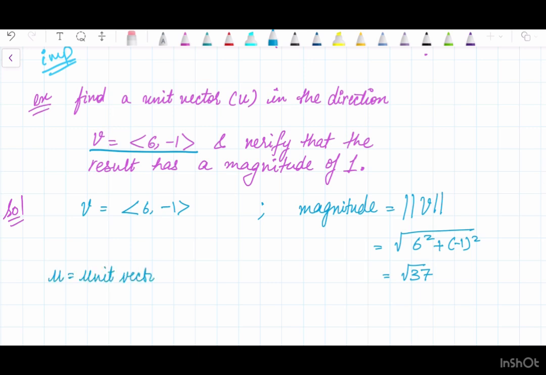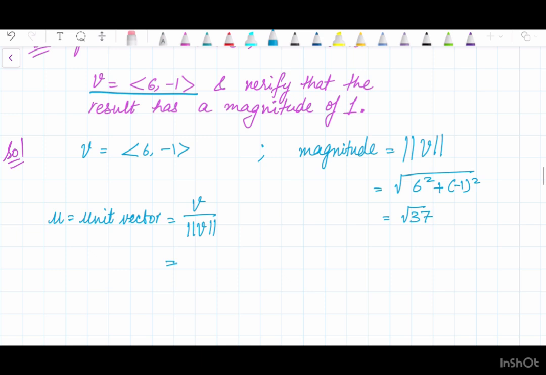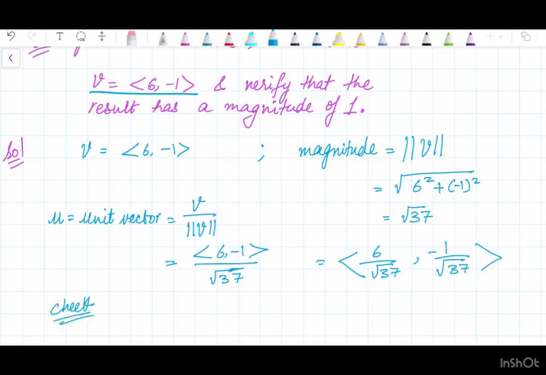So vector u is equal to the unit vector, which is vector v divided by the magnitude of v. And I can separate them actually. So we can say 6 over radical 37 and negative 1 over radical 37 will be your unit vector. But our work is not done here because the question asks us to verify. Now this is my new components. These are the components of vector u.